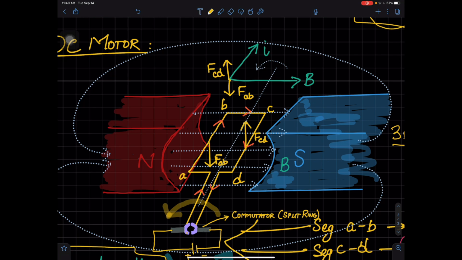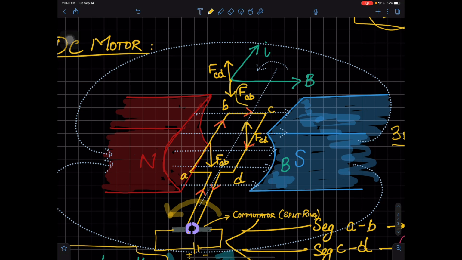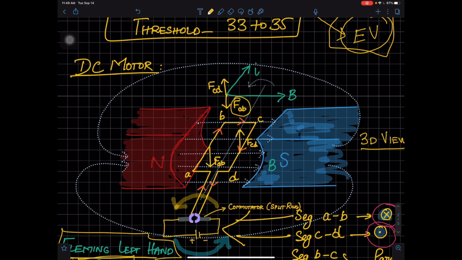So the segment AB, if you use your left hand rule and apply this over here, you can find out the thumb is pointing downward. So this is that force FAB which is acting on it. And if you apply the same left hand rule on segment CD, where the current is actually coming out, you are going to get the force in the upward direction. So these two forces are going to combine together, and they are going to give rise to a couple of forces which is going to rotate this loop in an anti-clockwise or counterclockwise direction.